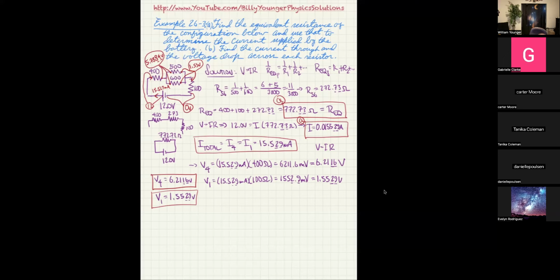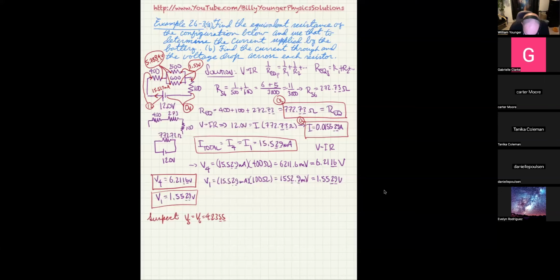4.2355. So suspect V5 equals V6 equals 4.2355. Now I say suspect, but that's got to be right. So we'll keep that in mind. But now I'm going to work it the more traditional way.